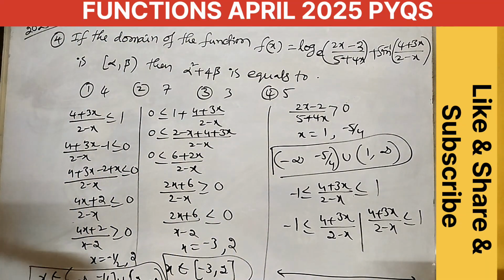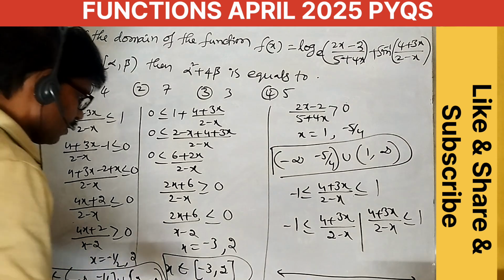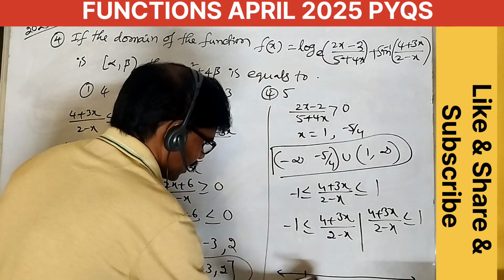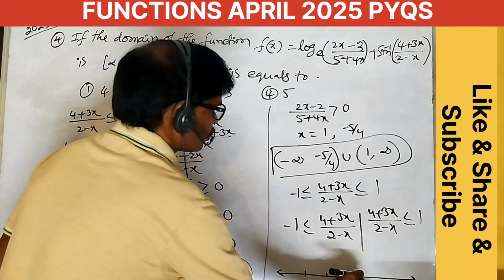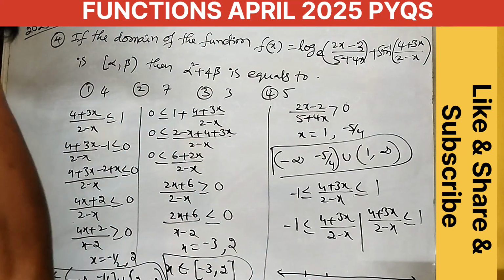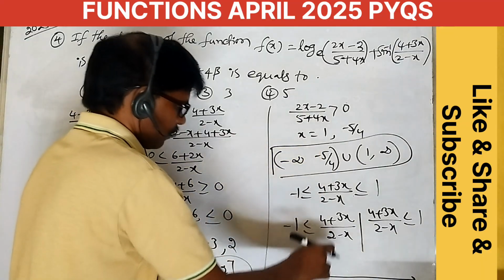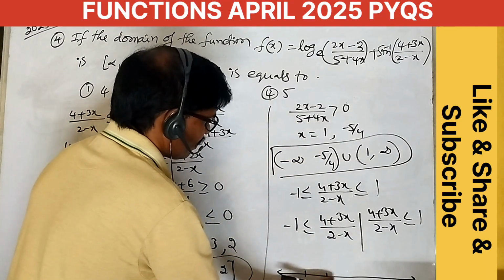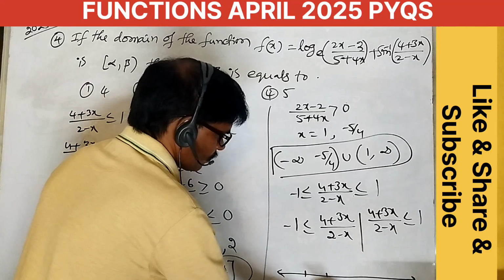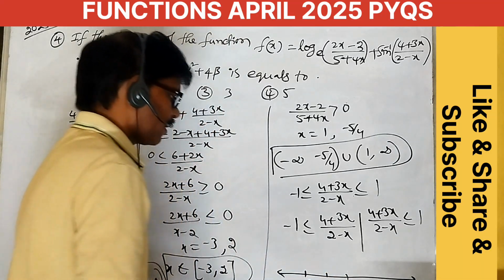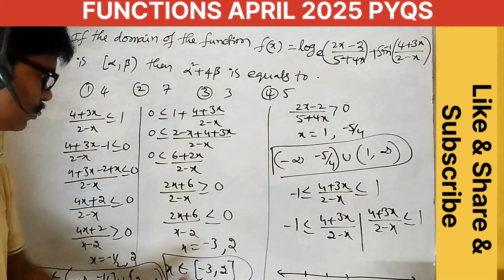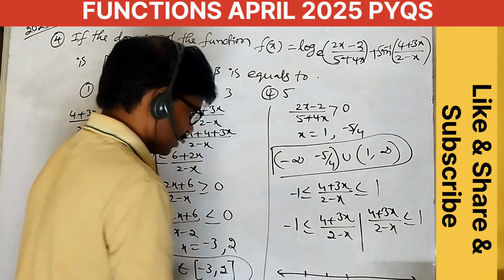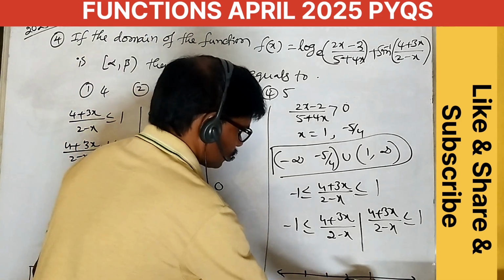Here write 2, minus 1 by 2, minus 3. This is minus 3, this is minus 1 by 2, this is 2. Minus 5 by 4 is also there, which is minus 1 point something. Minus 5 by 4 is right here, and this is minus 1 by 2. Minus 3 and 2 are also there.